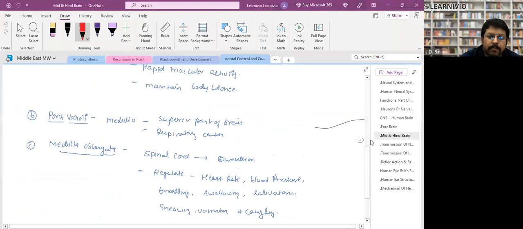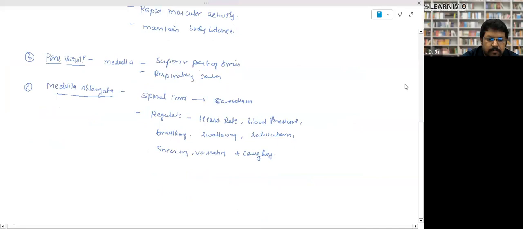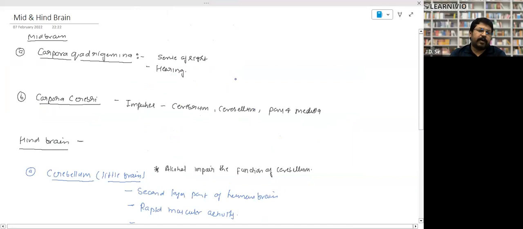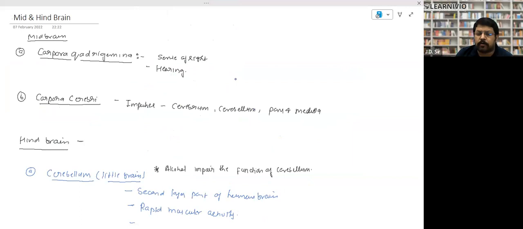Come to the midbrain. The midbrain is further divided into two parts. It is the smallest part of the brain and does not have many functions. Its main function is to work like a data cable, transferring information between the forebrain and hindbrain. There are corpora quadrigemina and corpora cerebri. Corpora quadrigemina is responsible for the sense of sight and hearing. Corpora cerebri transports impulses between the cerebrum, cerebellum, and parts of the pons and medulla, to transfer information from the hindbrain to the frontal brain.